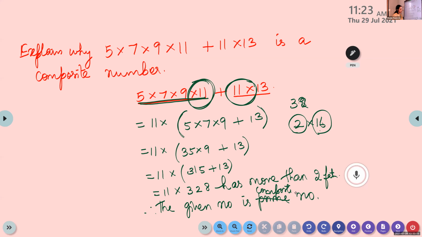Okay, the given number is composite. Prime number means it will have exactly 2 factors. Here it is having more than 2 factors. Therefore, it is composite. So like this, some simple questions will be given and you may be asked to check, is it prime or composite? So here, no need to multiply and make it as a number. After multiplication, you check whether you are able to write it as some product of 2 numbers.